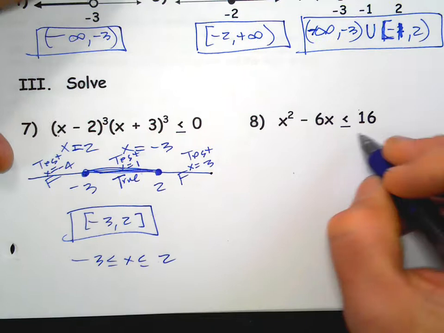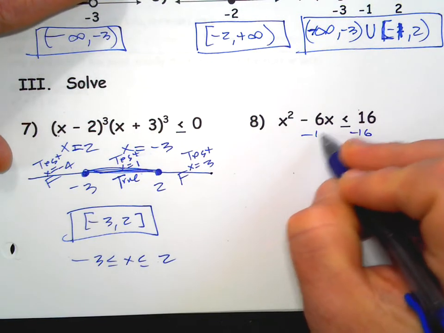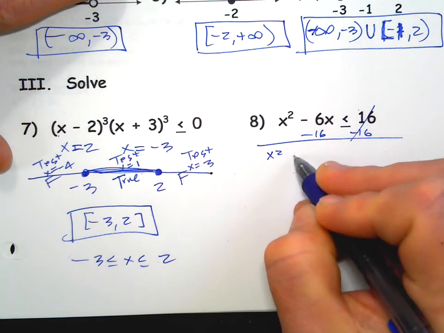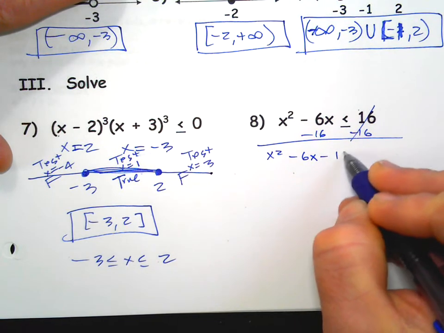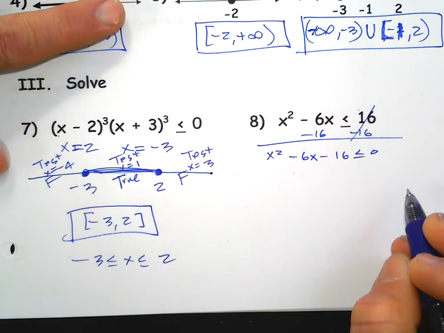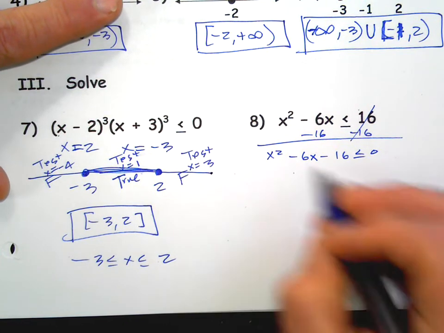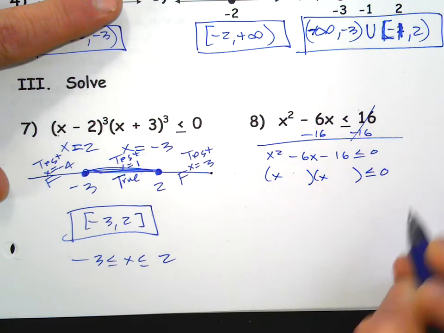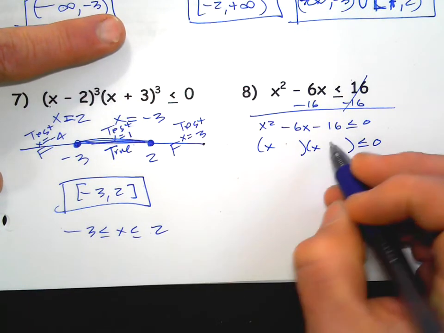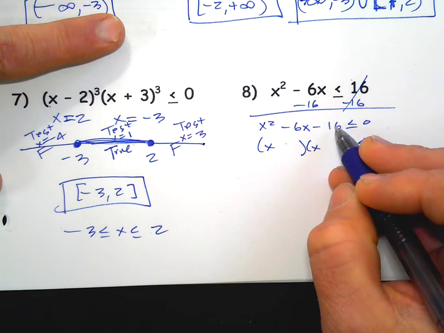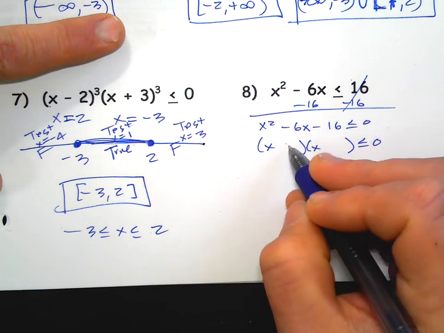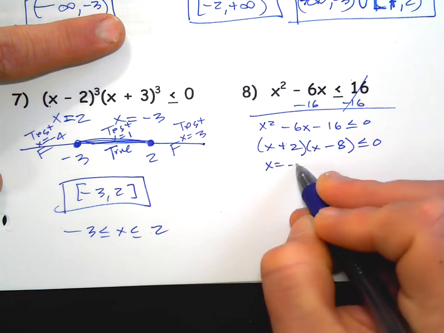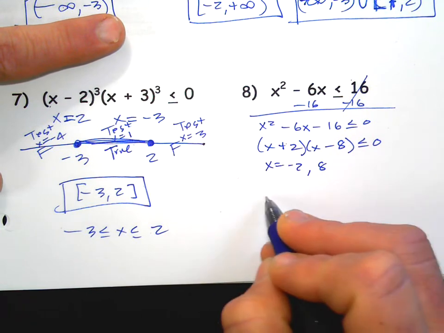Now this one, we need to move everything to one side equal to 0. In general, when you're solving polynomial inequalities, you want to move everything to one side, standard form, compared to 0. Keep the symbol. And then factor, hopefully. Sometimes you can't factor, so you have to use the quadratic formula or something like that. But two numbers that multiply together to get -16 and add together to get -6: that's going to be +2 and -8. So x equals -2 and x equals 8.